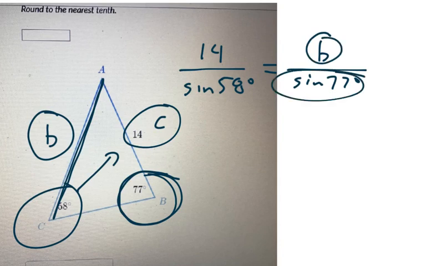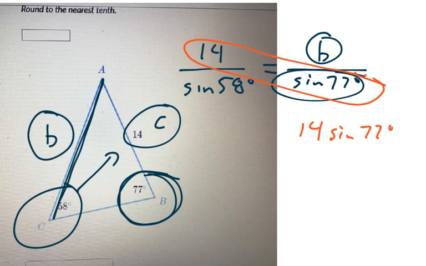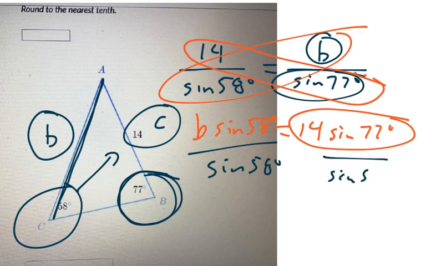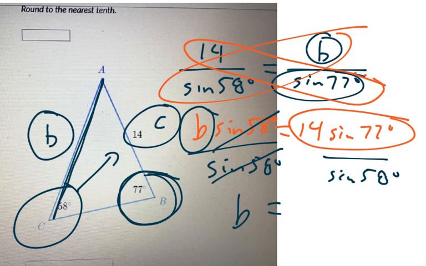So, picking up the pace here a little bit, I'm going to cross multiply. 14 times the sine of 77 degrees equals b times the sine of 58 degrees. And I'm going to do this in my calculator, and then I'm going to divide by the sine of 58 degrees, because by dividing by the sine of 58, I get little b. That missing side, also called AC, right here, is little b. Okay? So, that's what I'm going to do.